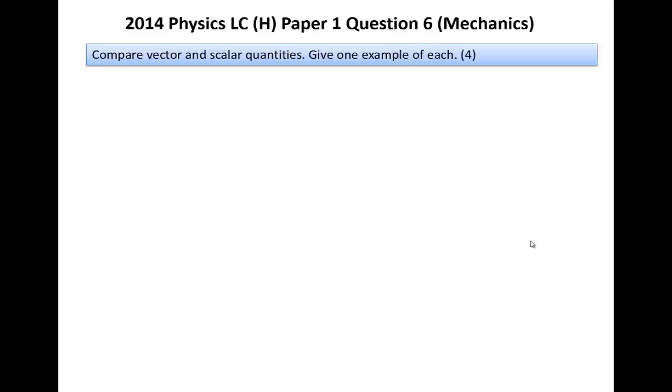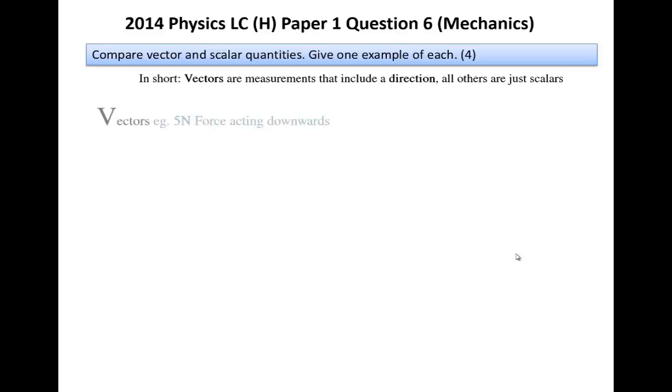Okay, you've got to compare scalars and vectors and give an example. So, in short, vectors are things that have direction. Anything else is generally a scalar. Vector, downwards, so force downwards. What else could have a direction? Velocity could have velocity north. And so generally, if it has a direction, it's a vector.